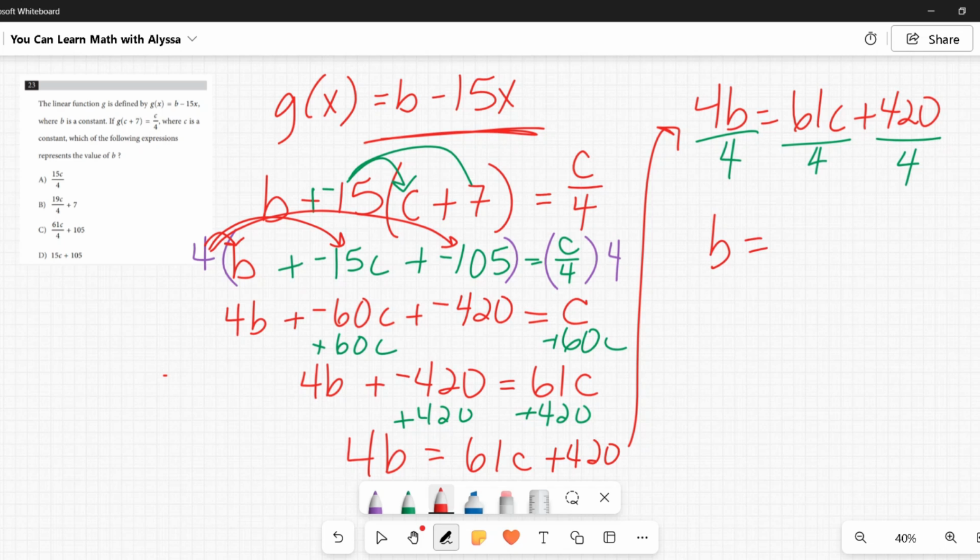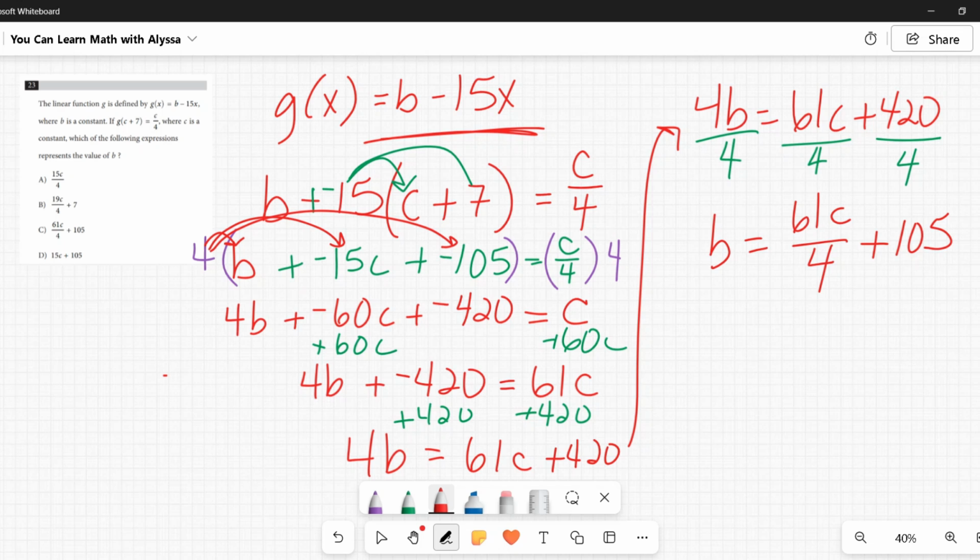That's what I want. I want just b. What is b equal to? 61c over 4. I can't simplify that. It just stays 61c over 4. And 420 divided by 4 is 105.